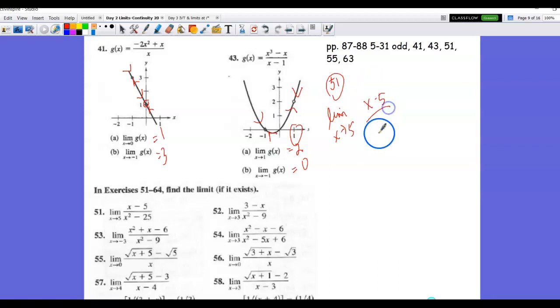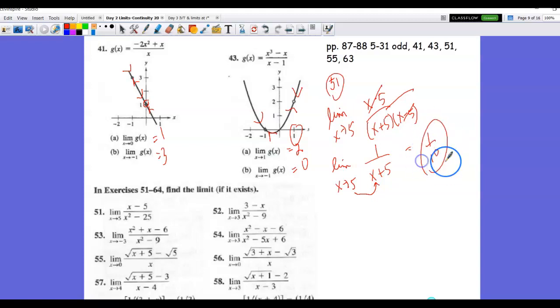x minus 5 over, notice what I'm doing in the denominator because it's begging me to factor. Difference of two squares. The x minus 5 in the numerator divides with the x minus 5 in the denominator. So I'm going to keep the limit as x approaches 5 of 1 in the numerator, x plus 5 in the denominator. I have removed the discontinuity, so I can substitute the 5 and get 1 over 5 plus 5, which is a y value being approached of 1/10.